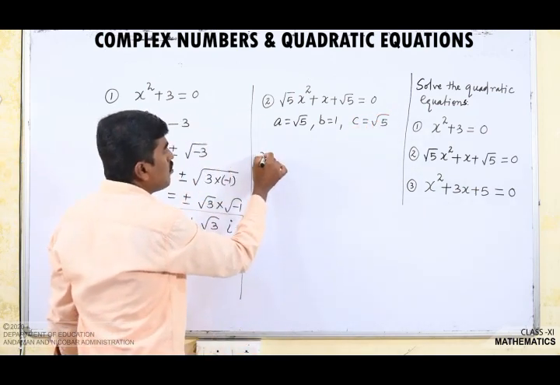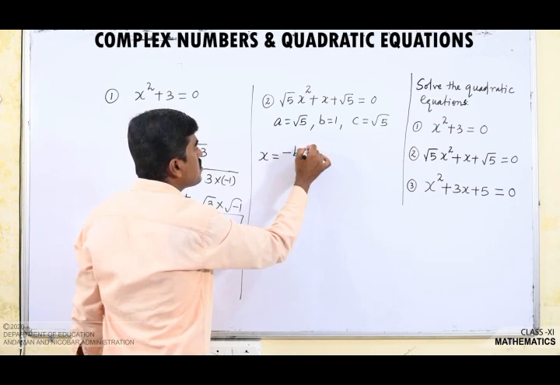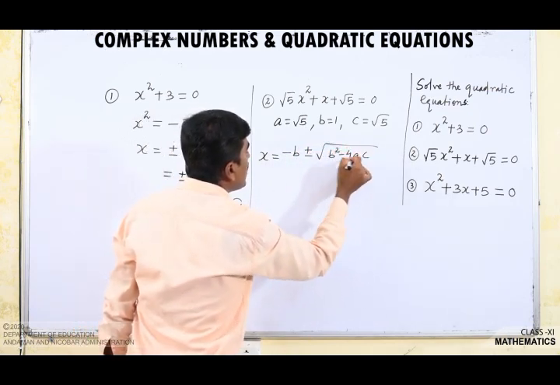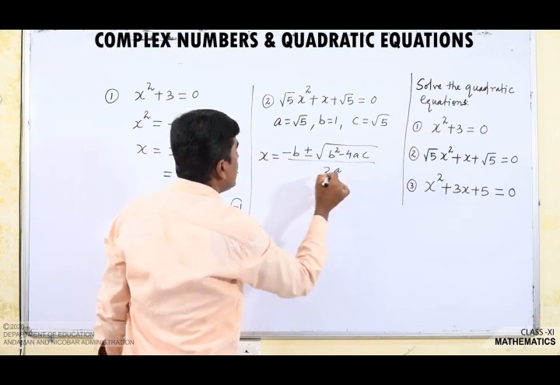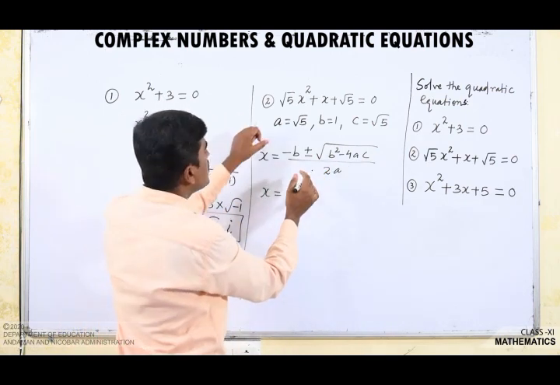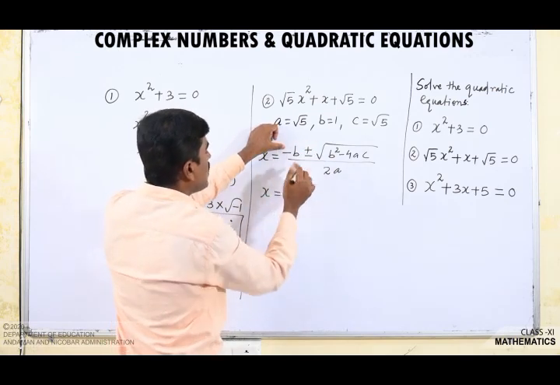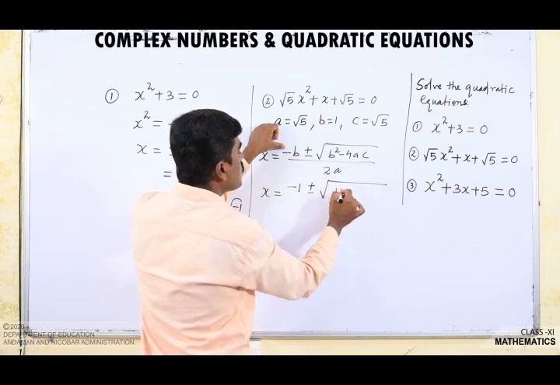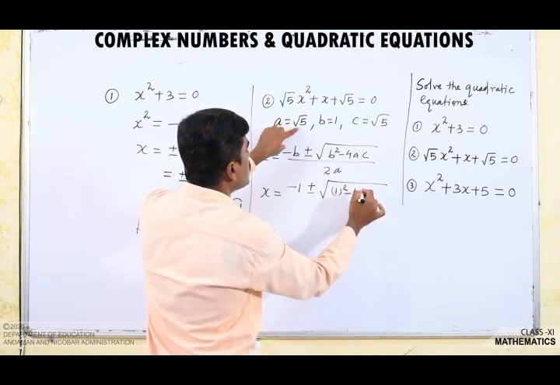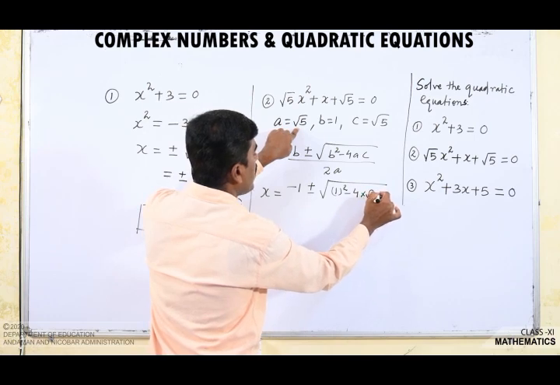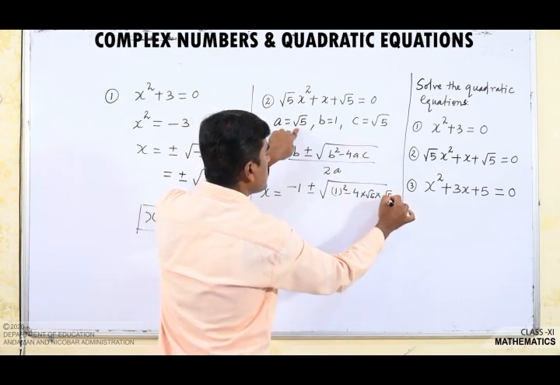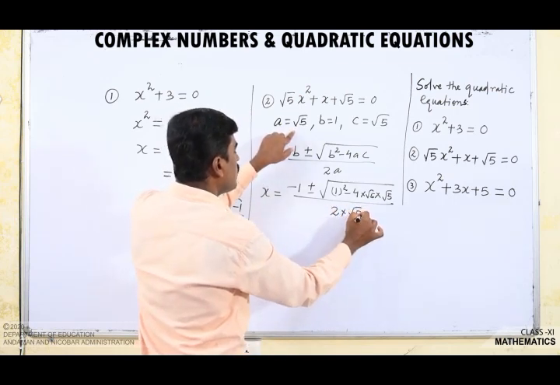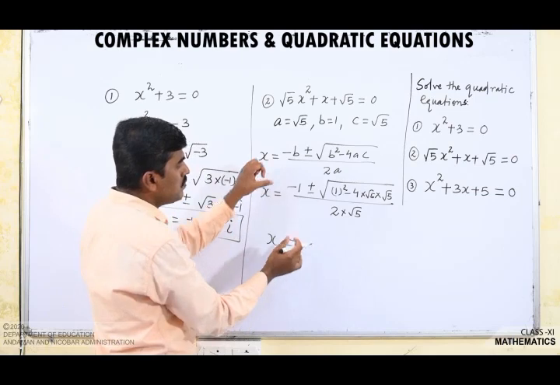And what is the quadratic formula? x equals minus b plus or minus root over b square minus 4ac, divided by 2a. Now you put the values of a, b, c here. b is 1, so minus 1 plus or minus root over b square, that is 1 square, minus 4 into a, which is root 5, and c is also root 5. So it is divided by 2a, that is 2 into root 5.